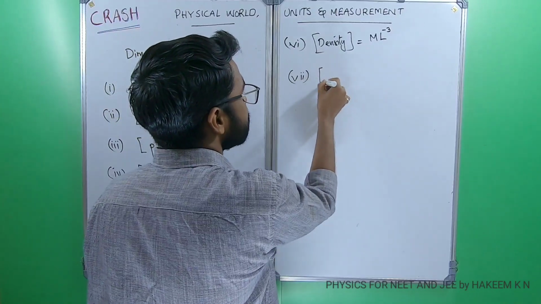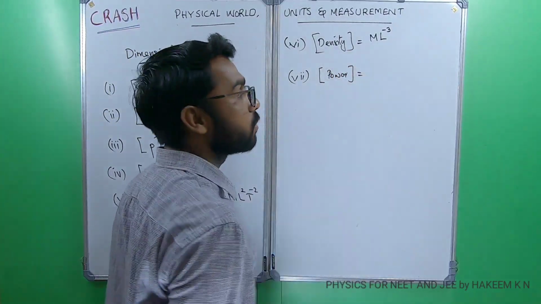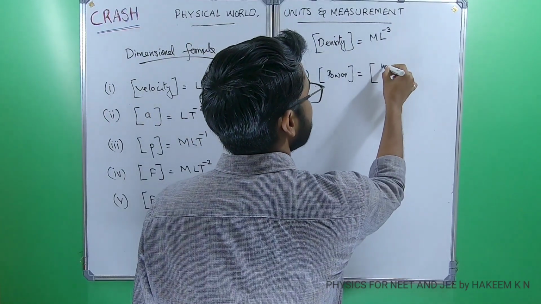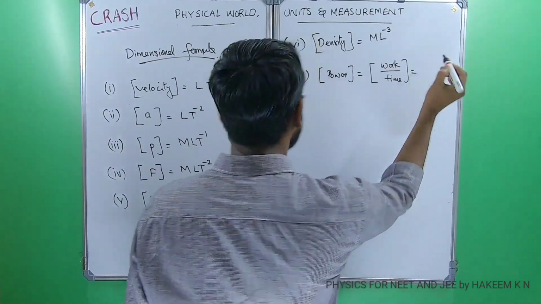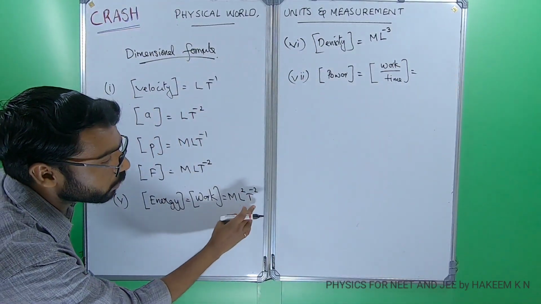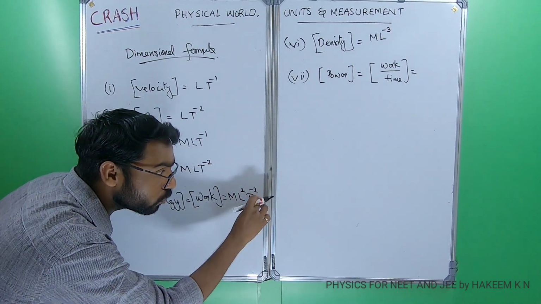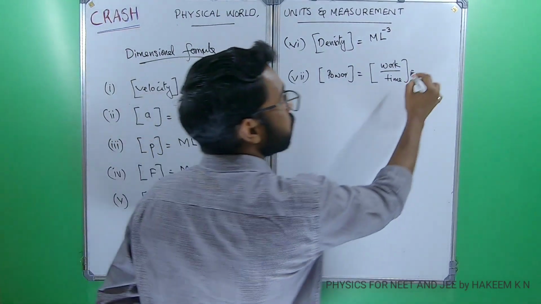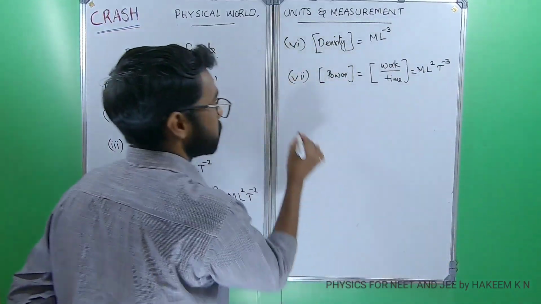And what is the dimensional formula of power? The dimensional formula of power is the dimensional formula of work by time. Work dimensional formula here, ML square T power minus 2, by time. T will come in the denominator, it will go to the numerator with power minus 1. So the dimensional formula of power is ML square T power minus 3.